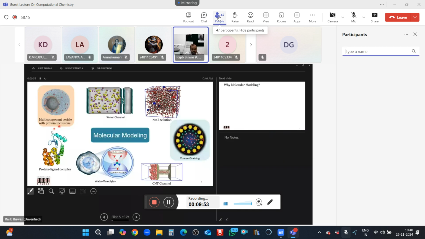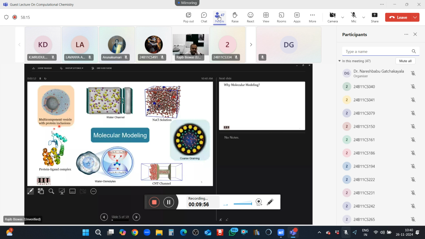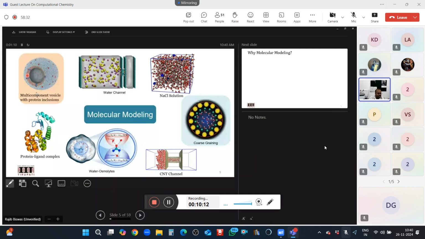So molecular modeling can be used in plenty of systems and subject areas. I'm just pointing out a couple of them. For example, the first figure is a multi-component vesicle with protein inclusions. You can study how the protein is going inside that vesicle. This is a water desalination setup, showing how polluted water can be purified using this kind of artificial water channel based setup. And this is a simple sodium chloride solution. How do you understand the solution structure of different ions in an aqueous system?